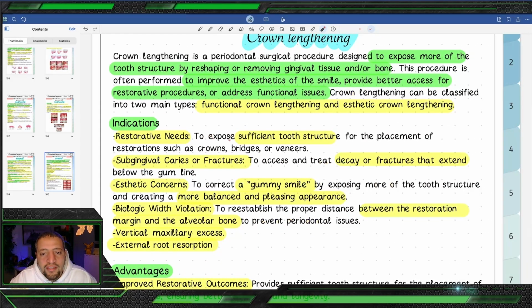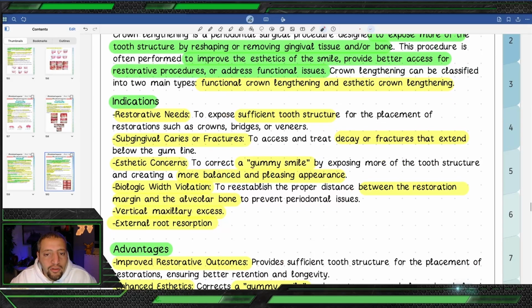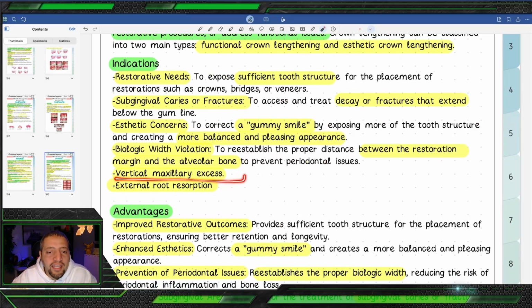Indications: restorative needs with sufficient tooth structure, subgingival caries or fracture, aesthetic concern for the gummy smile, or biological width violation when you do the crown and violate the space, which is 2 millimeters. Or we do it for vertical maxillary excess, which is a gummy smile, but this is the scientific way of saying vertical maxillary excess. And to deal with external root resorption. When you have external root resorption, reflect the flap, cut the bone, fix the problem, and put the flap back in this area.